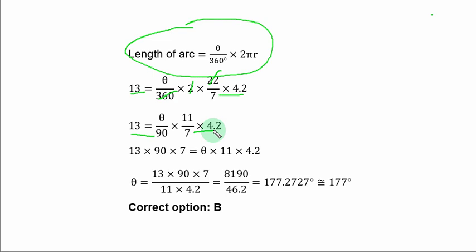So clear the fractions by multiplying through by 90 times 7. You have it in this form. To get theta, divide both sides by 11 times 4.2. So theta is equal to this. If you multiply, you get this. You divide, you get this. To the nearest degree, you have 177 degrees. B is the correct option.